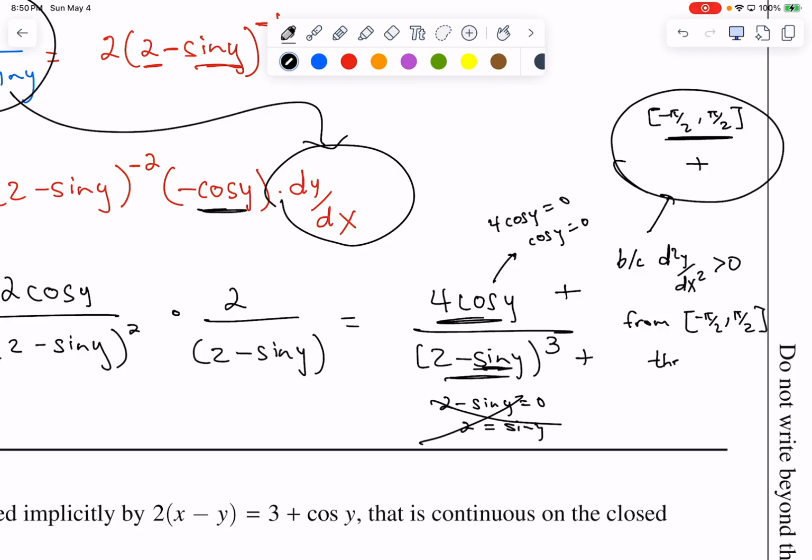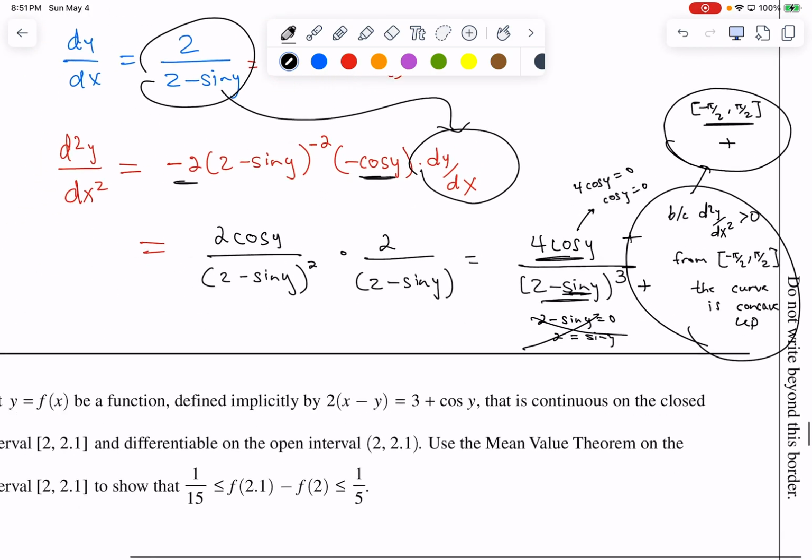The curve is what? The curve is concave up. Concave up. All right, last part. Good job. You guys are doing awesome.